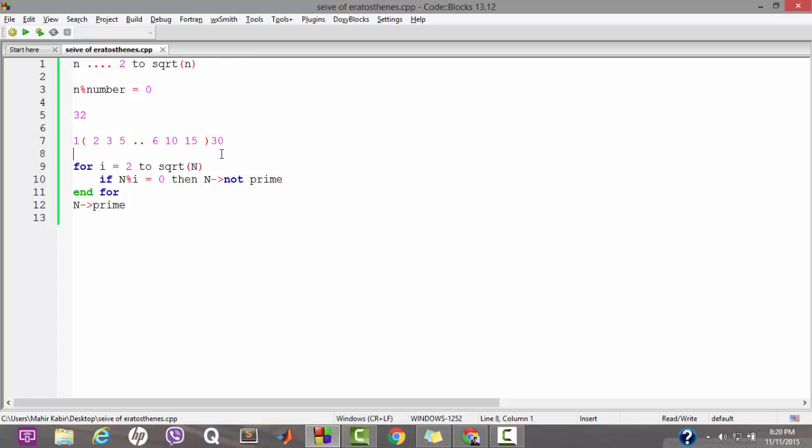So that's okay. But how do we do this pre-generation thing? How do we pre-generate the array?